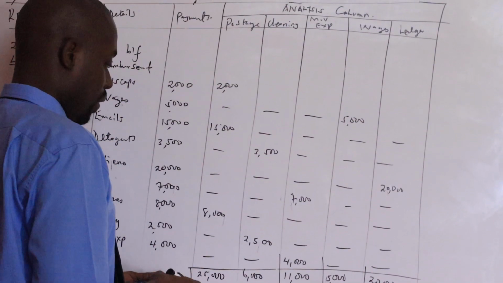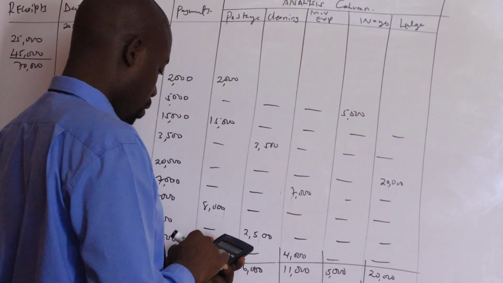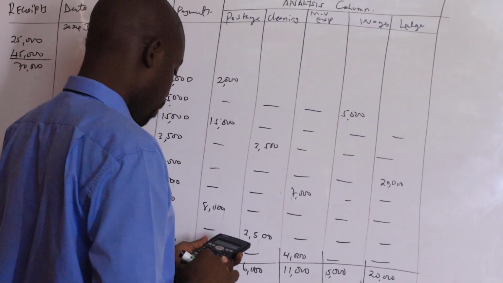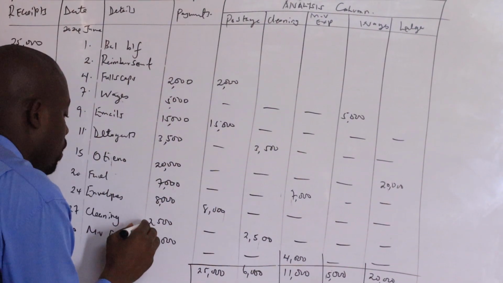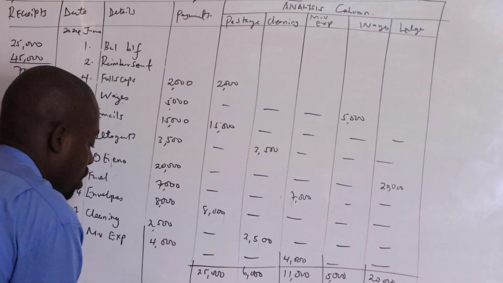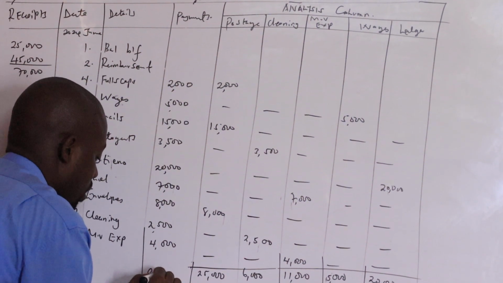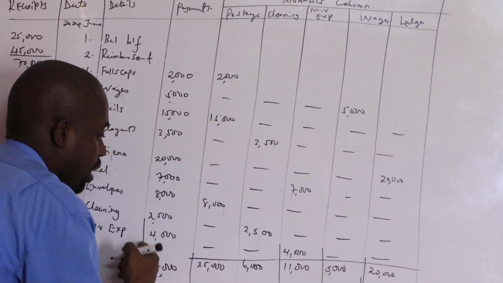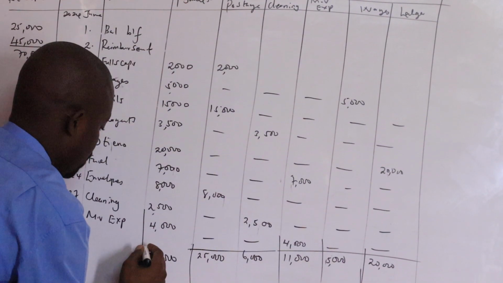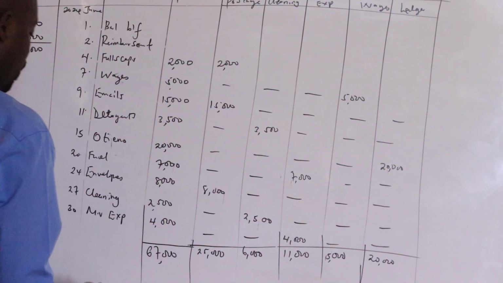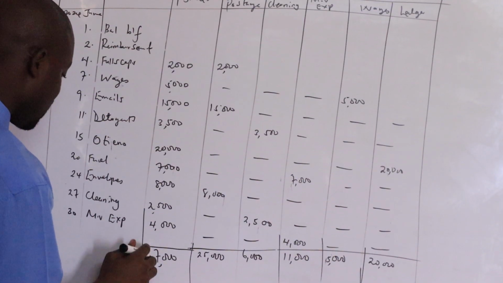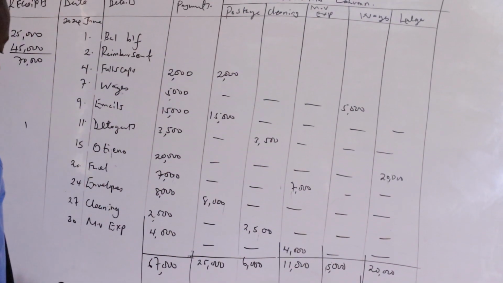So 25 plus 17 plus 25, that is 67,000, which is all the expenses for this period. 67,000, I'll record it here. So you can add the columns of this row here. So 67,000 is how much you spent out of the 70,000.